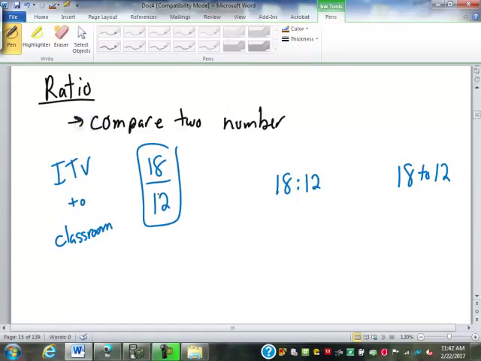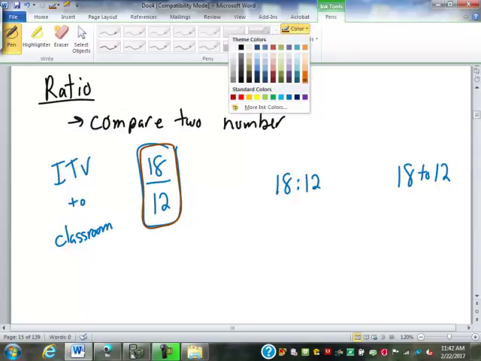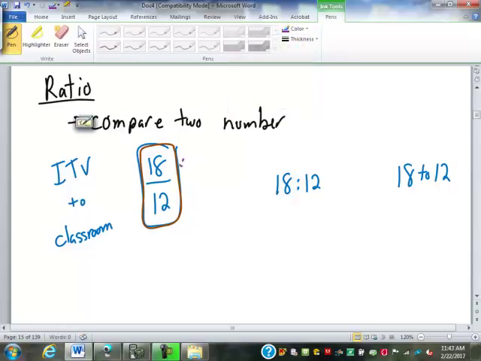And I prefer to write it in this fraction form just because in that form there are a lot of things we can do with it that are similar to what we can do with fractions. For example, 18 and 12 can both be divided by 6. So I can divide out the 6 and get a 3:2 ratio. I could do that in any of these other forms. I could divide both of these by 6 and get 3:2 in that form as well. It's just I'm used to doing it with fractions.